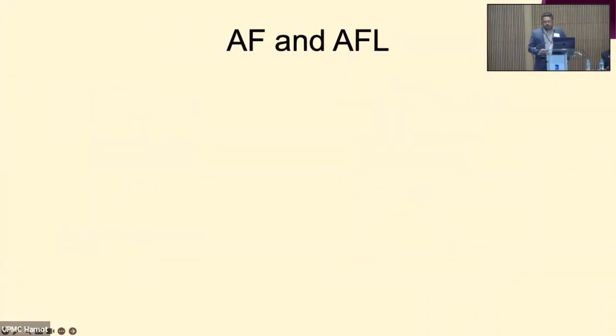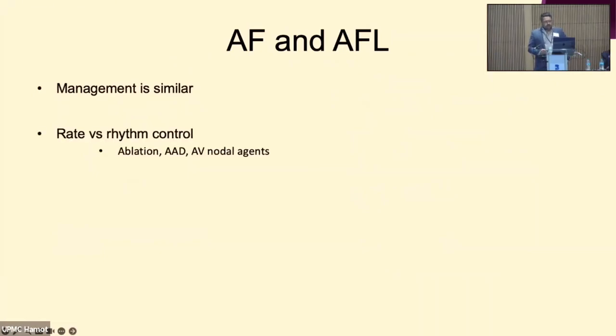We did not go much into atypical flutter. How do you treat it? As I said, management is similar: rate control versus rhythm control, stuff we talked about last year, AV nodal agents, antiarrhythmic agents, amiodarone, sotalol, flecainide, whatever you have, anticoagulation for stroke prophylaxis, and symptom management, making sure they don't develop heart failure, LV dysfunction, et cetera, et cetera.